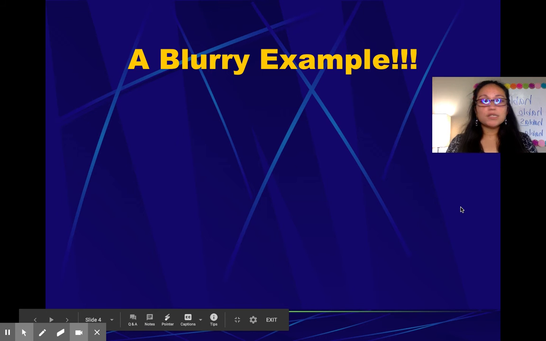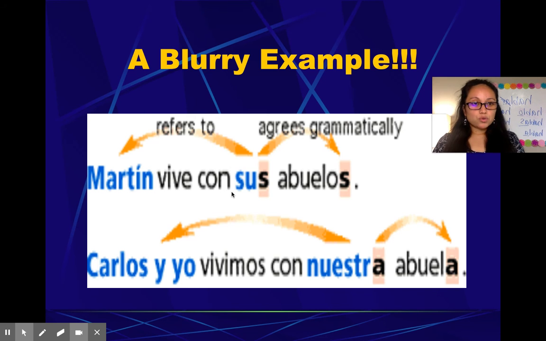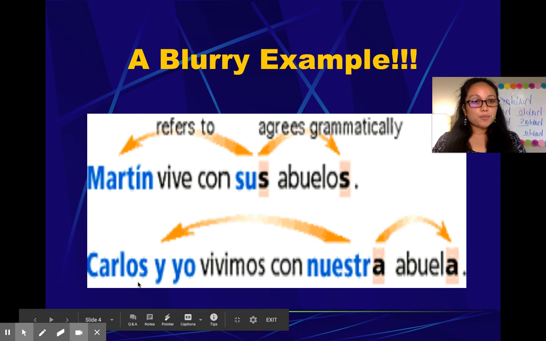So let's move on to this blurry example, okay? Martín vive con sus abuelos. Sus agrees with abuelos. But whose grandparents are being referred to here? Martín. Second example. Carlos y yo vivimos con nuestra abuela. Nuestra agrees with abuela. But whose abuela are we talking about? Carlos y yo.